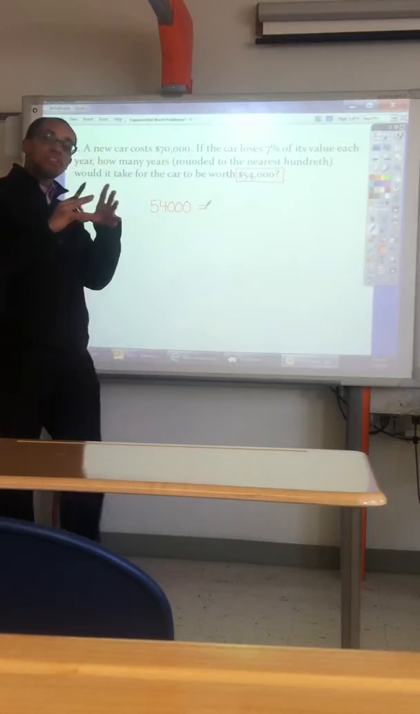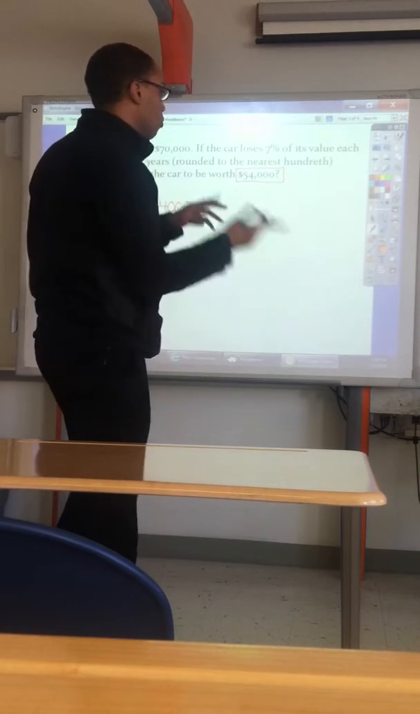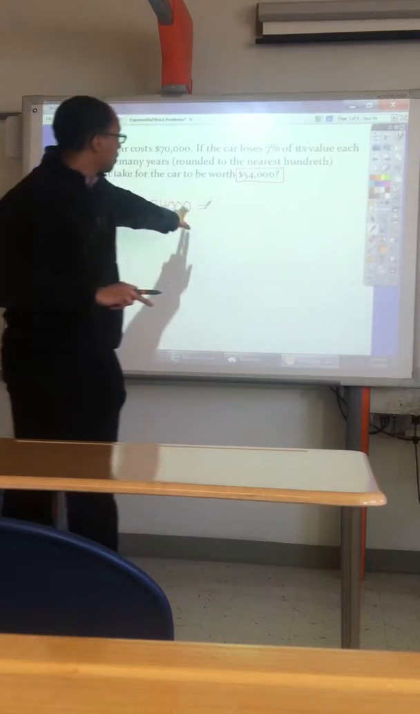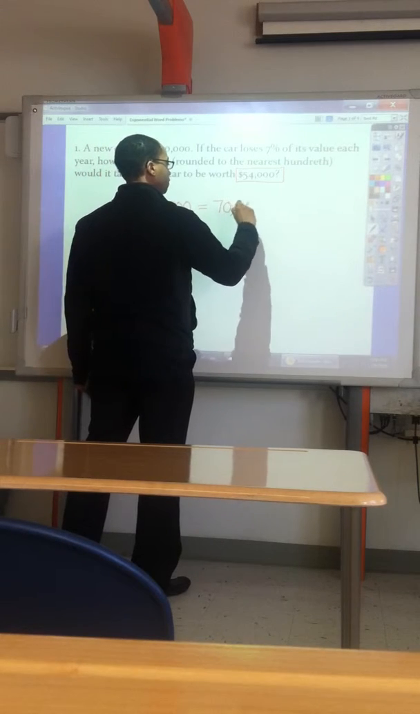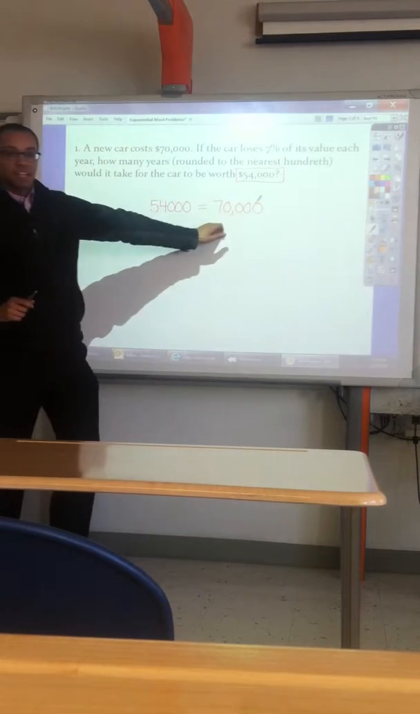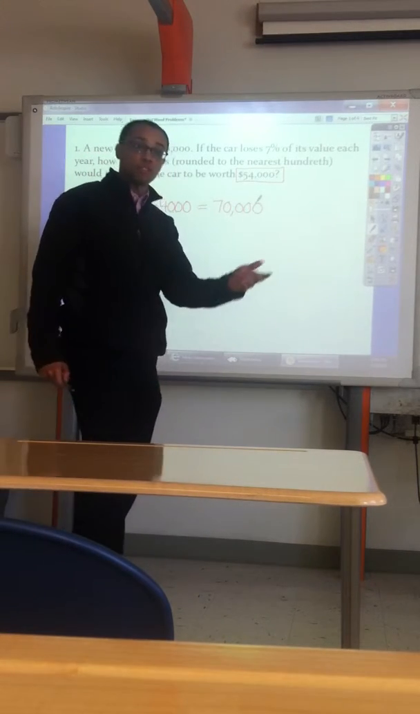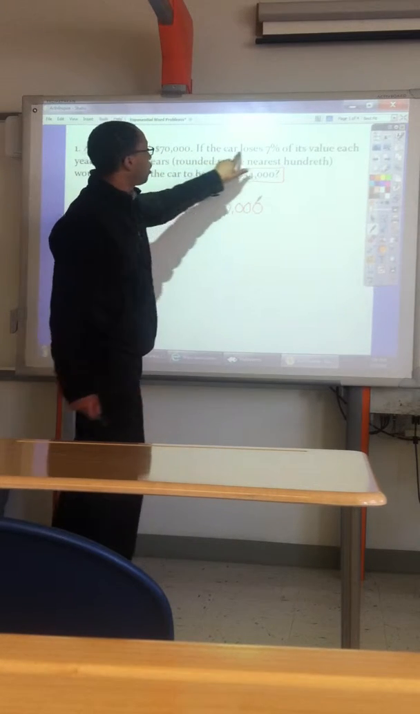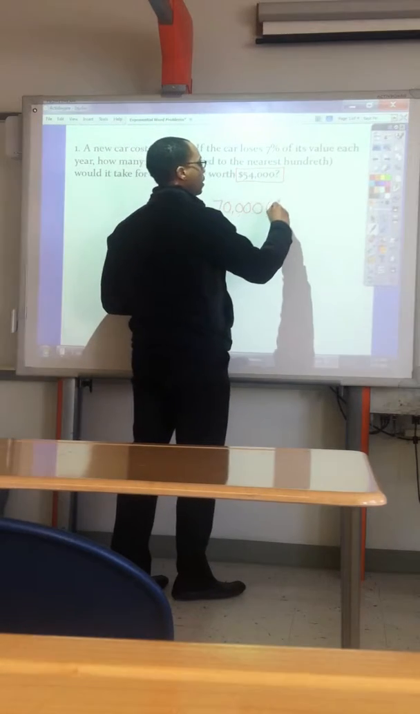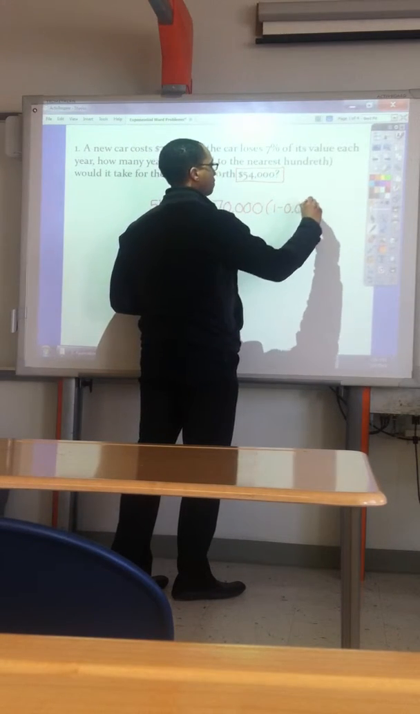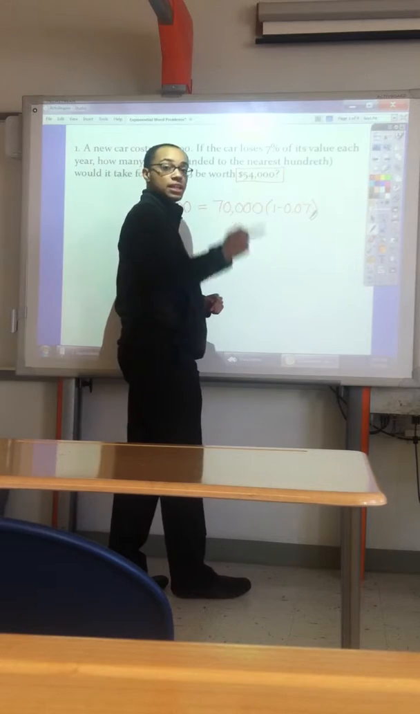equals, and now we're going to plug in the part where we use our equation in order to find out when that value would be reached. So our initial value is $70,000. As you can see, the number that we're actually looking for is smaller, so that means this type of problem would have to be exponential decay. So the car loses 7%, so we're going to do times 1 minus 0.07 to the time we don't know. We want to know how many years, so we're going to write t.